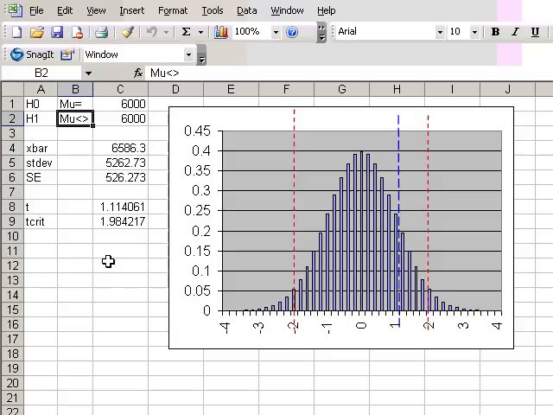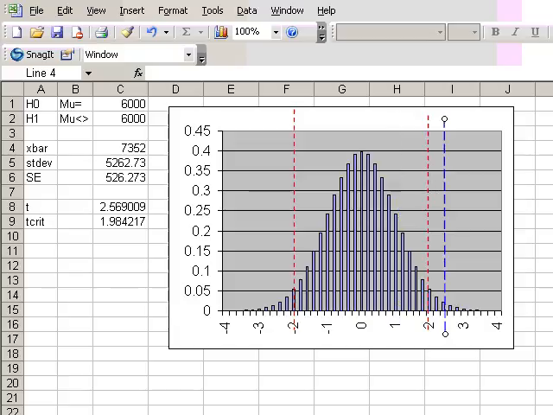Suppose, however, instead of getting 6,586, we had gotten 7,352. In that case, our t-value is 2.56, and our blue line would be someplace here. Now, since the blue line is outside the red line limits, we would reject the null hypothesis in favor of the alternative, which is that the true population mean is not equal to 6,000.